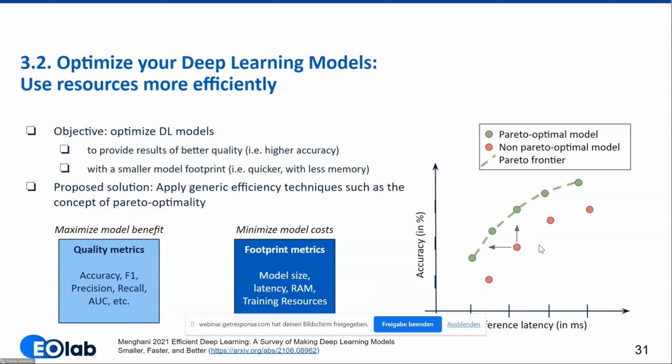So if you want to look up the reference down there, Menghani 2021, Efficient Deep Learning, a survey of making deep learning models smaller, faster, and better. You will find a concept there that will show you what kind of different approaches you can take to do optimization and which things you can focus on.